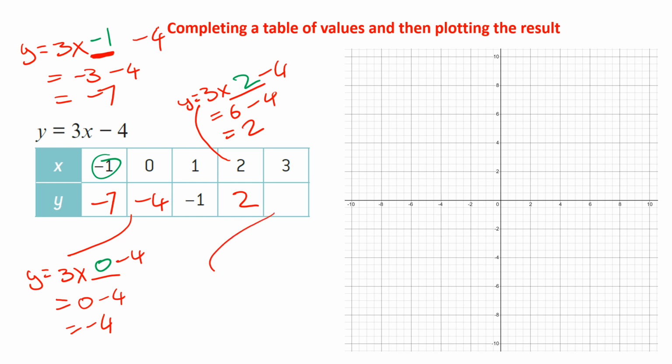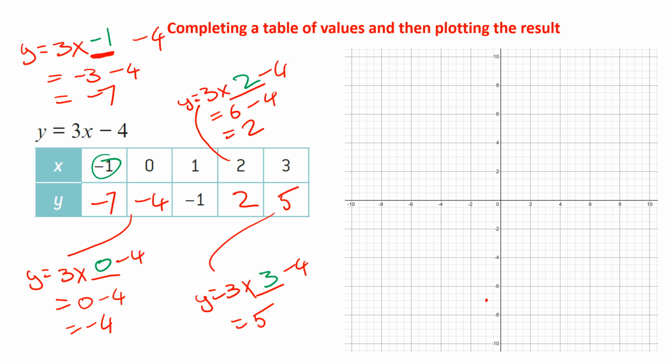And then this one here, it's going to be y equals 3 times, and the number I'm picking here is 3, and then I'm going to put -4. So 3 times 3 is 9, -4 is 5. Okay, so I'm going to put 5 in there. So then, as I've seen in a different video, it's fairly easy to go from there. You're going to go -1 for x, and you're going to go -7. So you're going to come down to about there. That's going to be your first one.